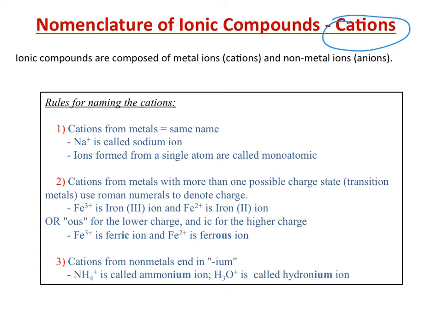But there's also another nomenclature for it where we can add the ending OUS for the lower charge species and IC for the higher charge. So here Fe2+ has a lower charge, so we call it the ferrous ion, whereas Fe3+, which has the higher charge, is ferric ion. Third, cations from nonmetals end in ium. Well, there's really two that you'll encounter. One of those is ammonium ion, NH4+, and the second is hydronium ion, which is H3O+. Now, in most of these cases, we just have to memorize these names along with their polyatomic ion.